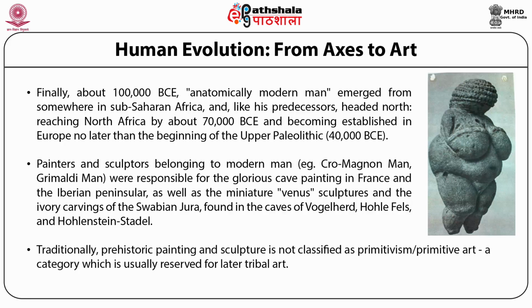Hohle Fels. Traditionally, prehistoric paintings and sculptures are not classified as primitive art, a category which is usually reserved for later tribal art. Human evolution, that is, from axis to art. So how we got from axis to art, we can study in detail. Traditionally this period is divided into three subsections: the Lower Paleolithic, the Middle Paleolithic and the Upper Paleolithic, each marking advances among different human cultures.